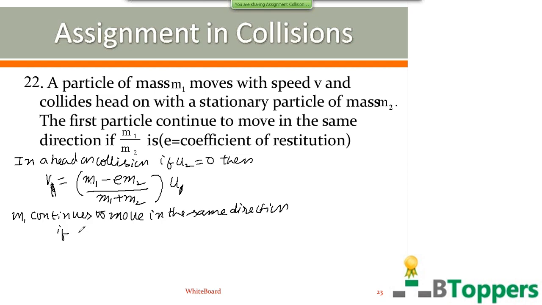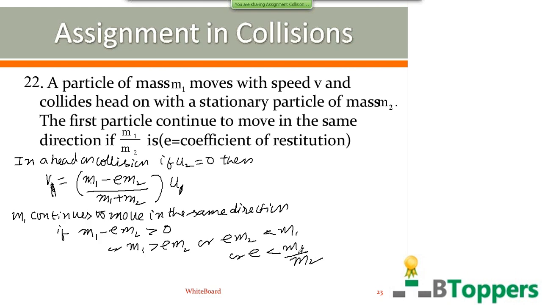If m1 minus em2 is positive, or m1 minus em2 is greater than 0, or m1 is greater than em2, or you can say em2 is less than m1, or e is less than m1 by m2. That's the answer. But I would like to discuss an alternate method for this question, because you may not remember this conclusion which I discussed in the past.